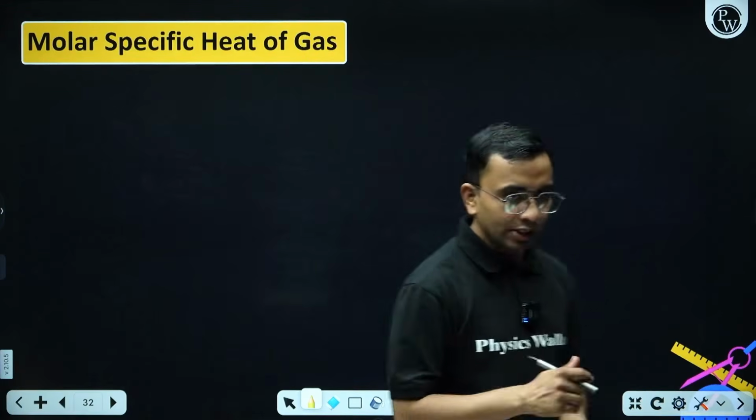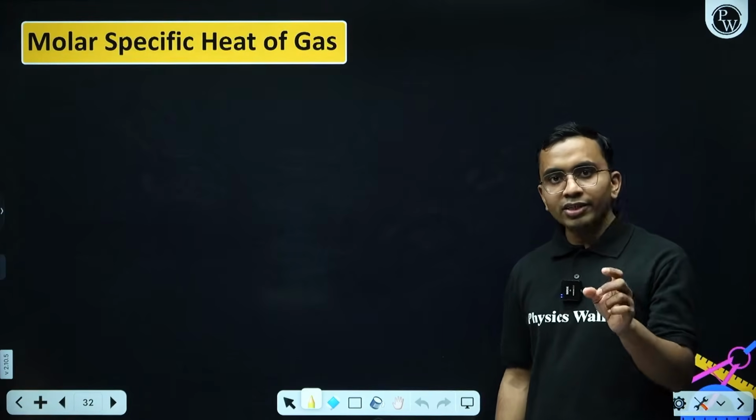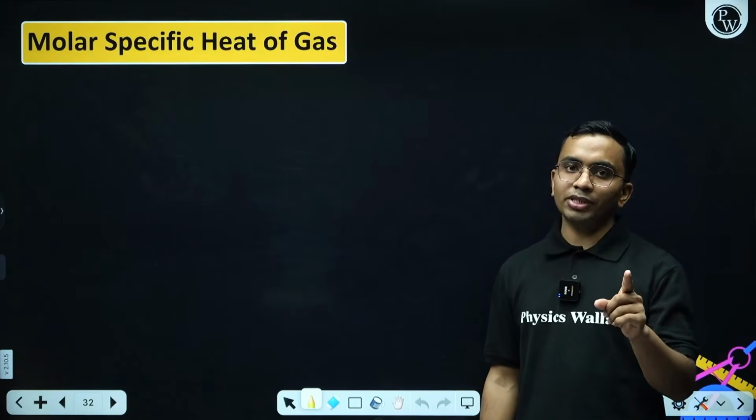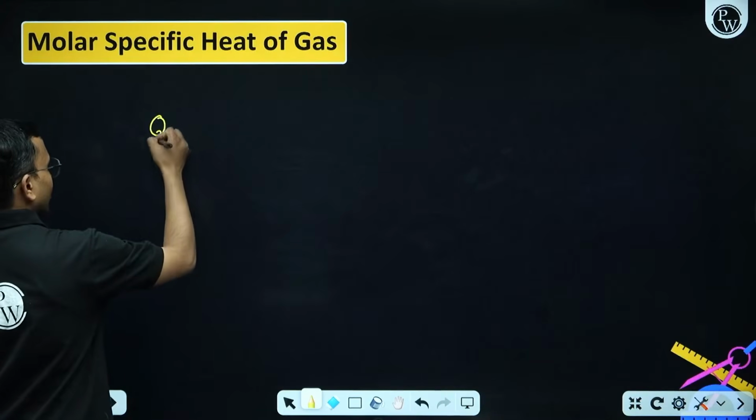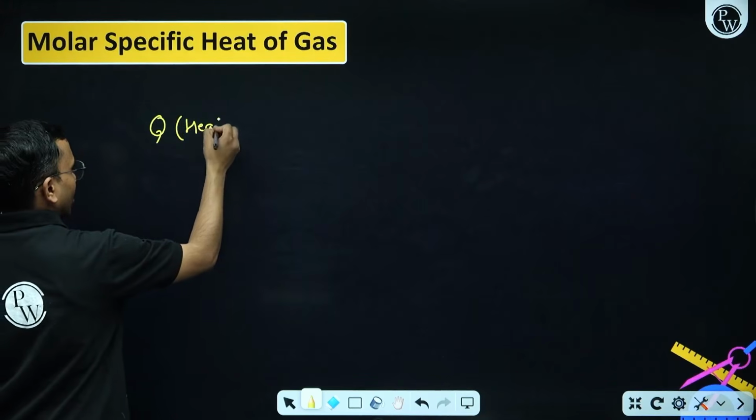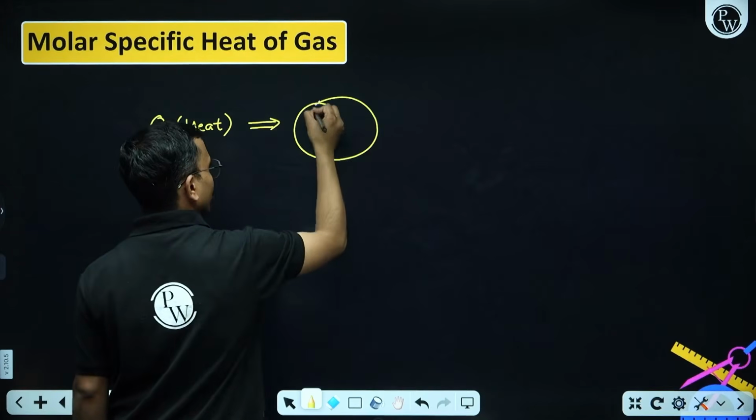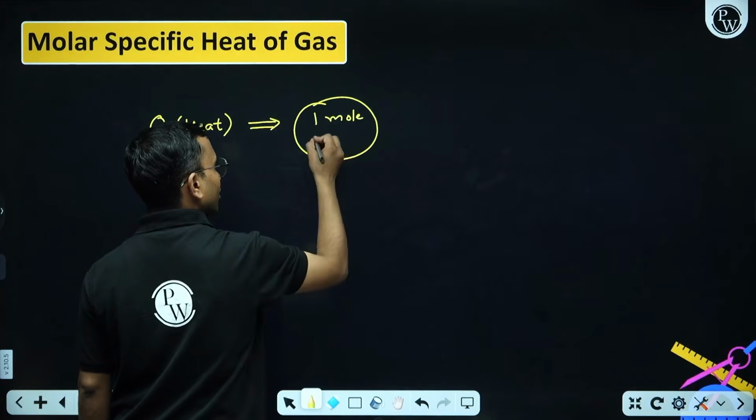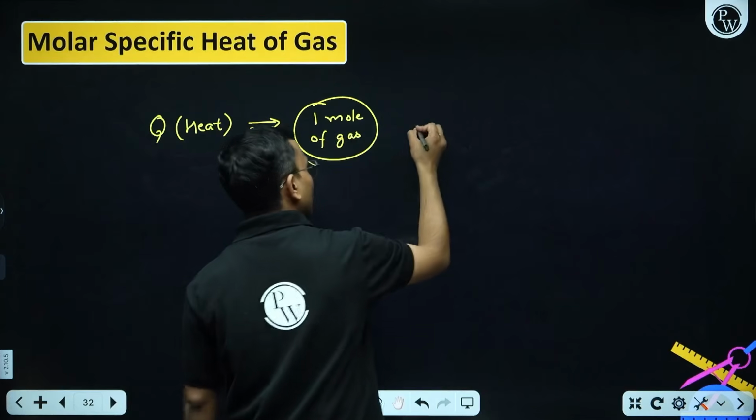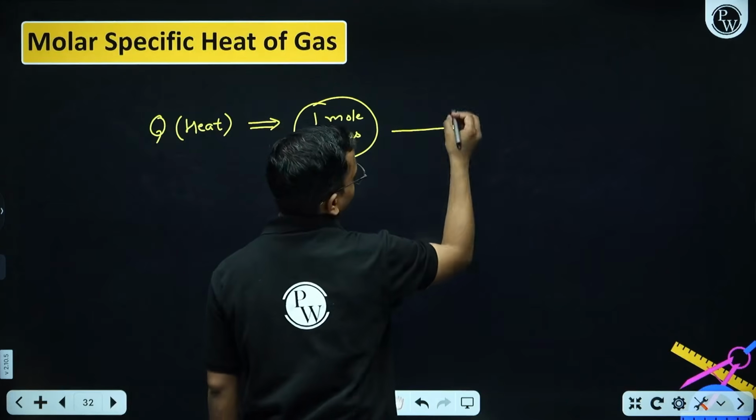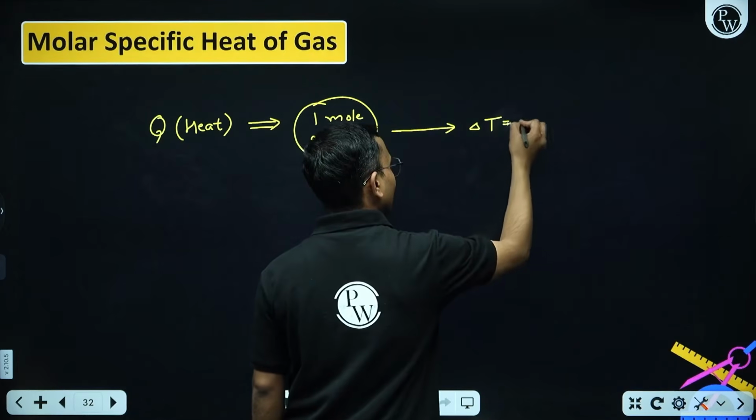Now, molar specific heat of gas. Molar specific heat of gas is the amount of heat needed for 1 mole of gas to change the temperature by 1 degree Celsius. The amount of heat I will represent with Q. It is the amount of heat that needs to be given to 1 mole of gas to change its temperature by 1 degree Celsius.